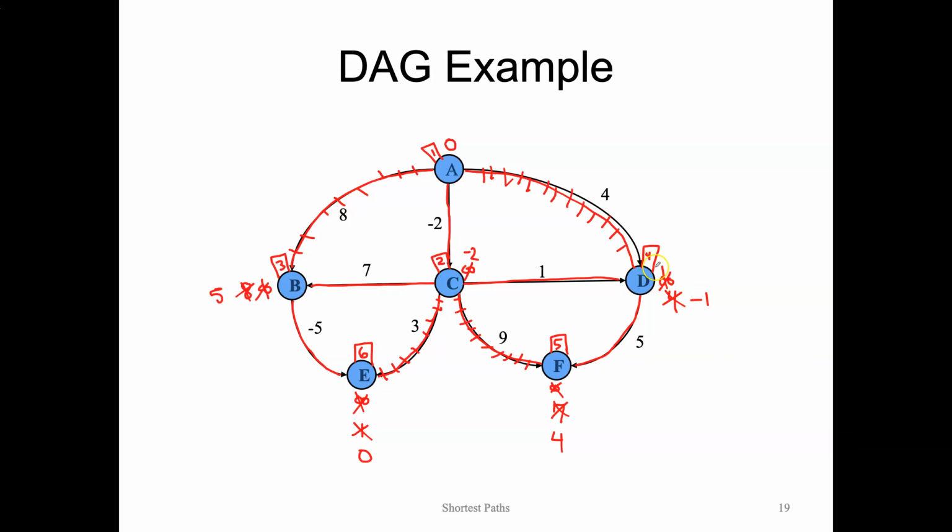Now that the fourth vertex has been processed along the topological order, we move to the fifth one. It has no outgoing edges. We move to the sixth one. It has no outgoing edges. So we are finished. Now we found that the shortest path from A to B has length 5. Shortest path from A to E costs 0. Shortest path from A to C costs -2. From A to F costs 4. And from A to D costs -1.